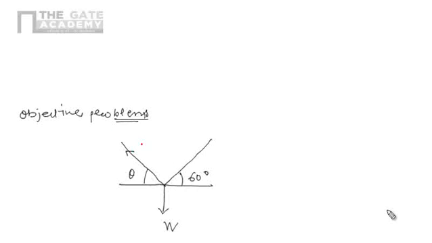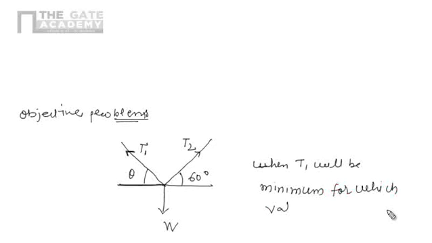And suppose tension in these cables are T1 and T2. And now we are interested in the tension in the cable making an angle theta, which will be minimum when the value of theta is right. Means we are interested in when T1 will be minimum, for which value of theta.